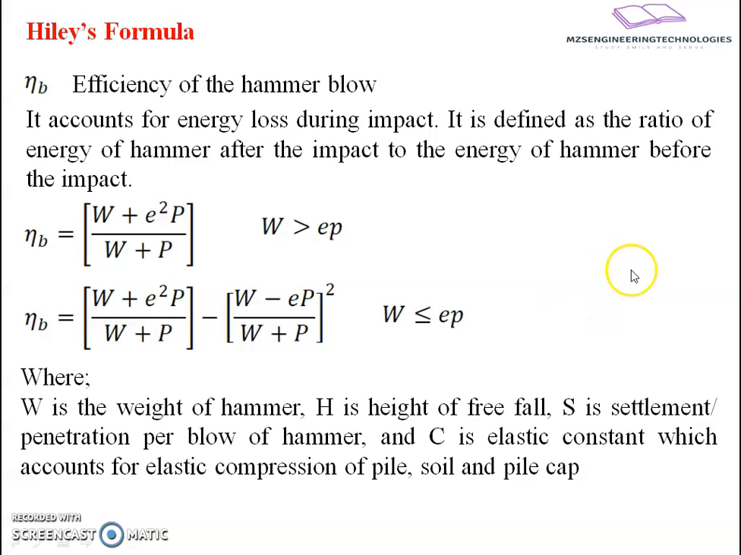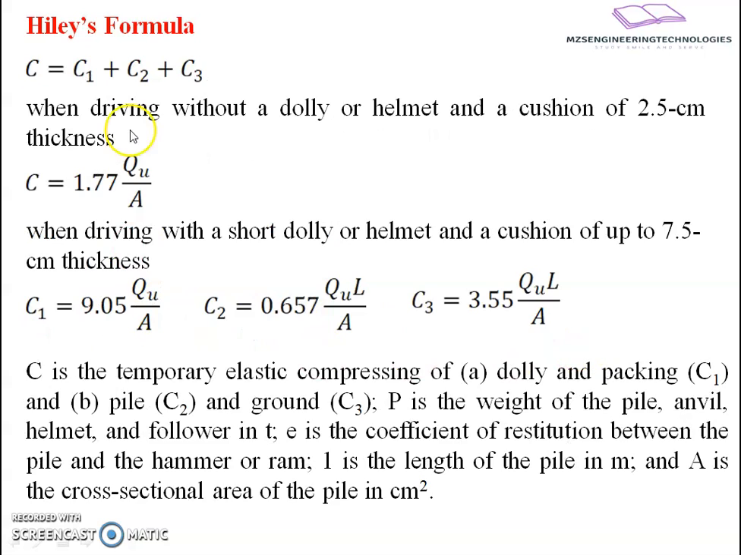When a column is supported by n number of piles, these n piles are connected to each other to form a surface where the seating will be formed for the columns to be erected above it. That particular portion is called a pile cap. So the characteristic of the pile cap is also considered to estimate the value of the elastic constant, which accounts for the elastic compression of the pile. So C equals C1 plus C2 plus C3.